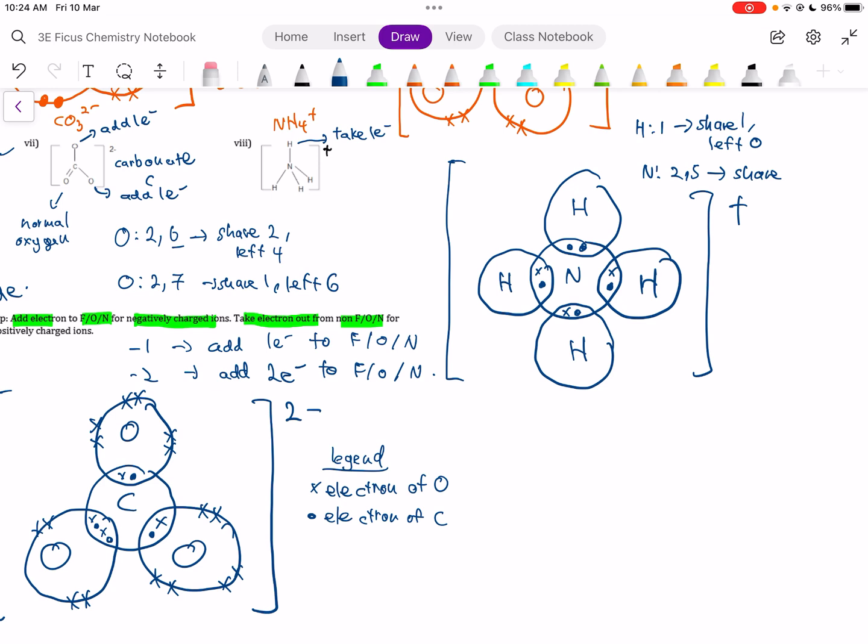Normally share 3, but not in this case. Okay, very unique. There are always weird ones that I can show you. I won't test you on this. This one I think is a bit beyond you. Just sharing for learning purposes only. Okay, so this dot is electrons of N, cross is electrons of H.